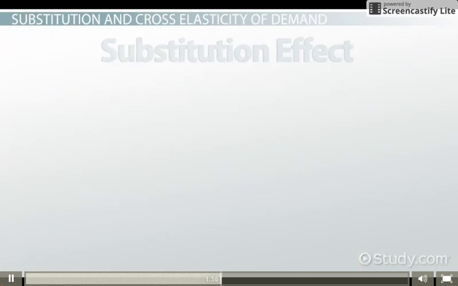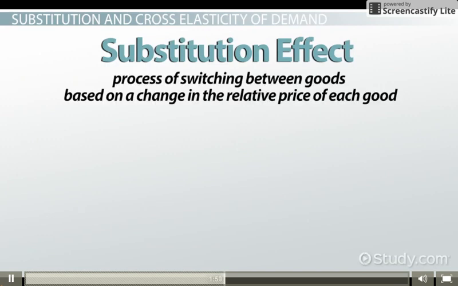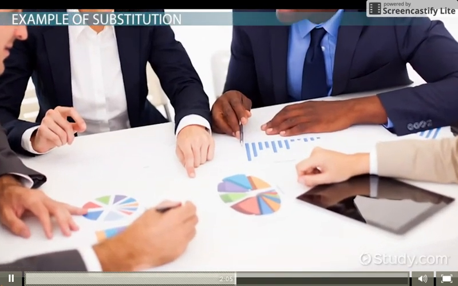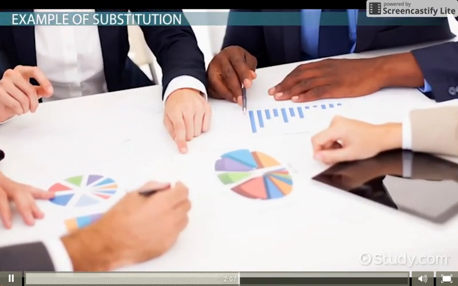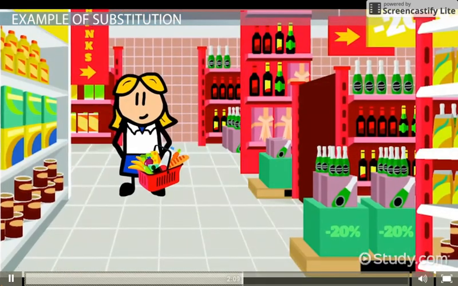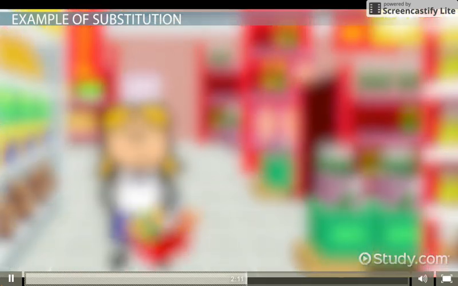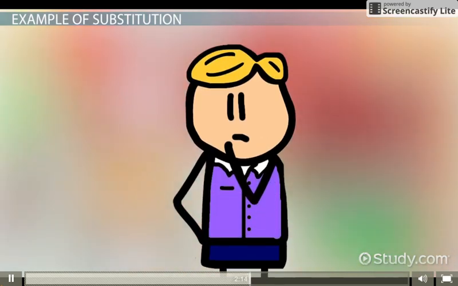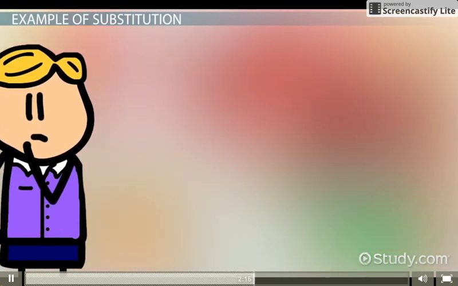This is known as the substitution effect, or the process of switching between goods based on a change in the relative price of each good. Don't you just love economists? The concept of substitute goods is much less complex than it sounds. Let's use a simple example of substitution based on cross-elasticity of demand that many of us experience all the time.